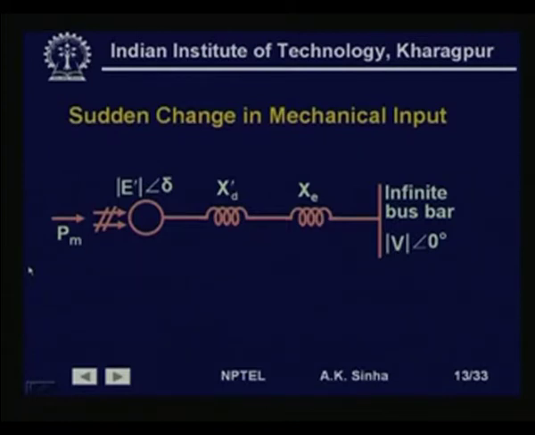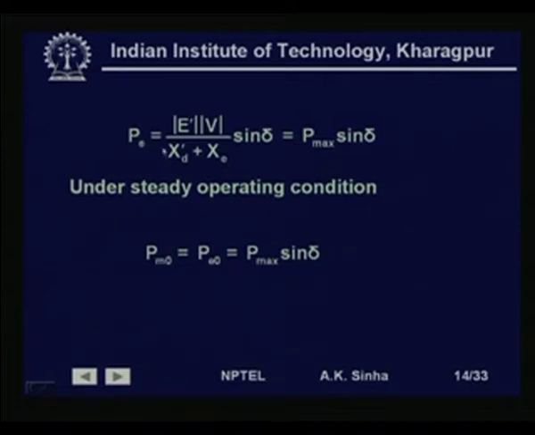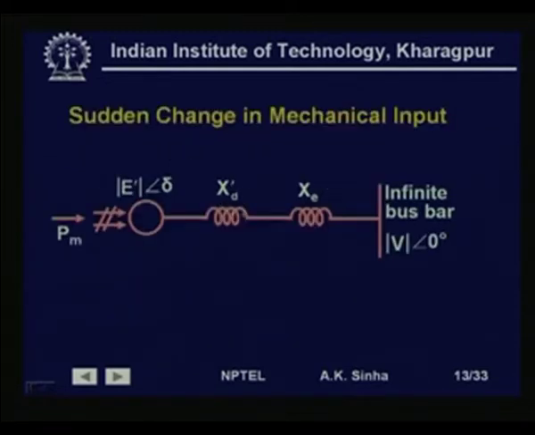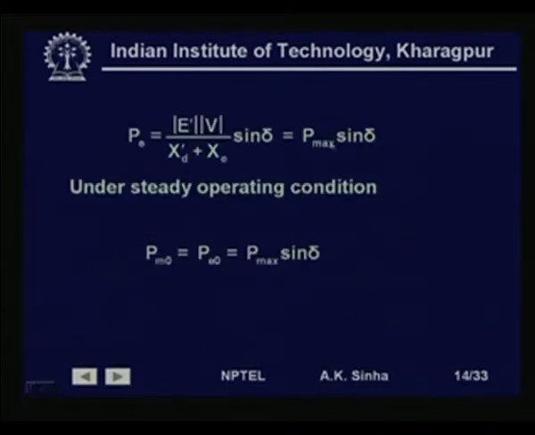Let us see how we use this for stability study. Here we are talking about a sudden change in mechanical input, the same thing which we discussed earlier. The machine internal voltage is E' with an angle δ, Xd' is the machine transient reactance, Xe is the external reactance, and we have an infinite bus bar with a voltage V at angle 0 degrees. Pm is the mechanical input to the system. Now, Pe, the electrical output from the system, will be given by E'V/(Xd' + Xe) sin δ. The total transfer reactance in this case is Xd' + Xe. This is what we will get as the electrical output, which we call Pmax sin δ, because this term is the maximum power that can be transmitted on this system.